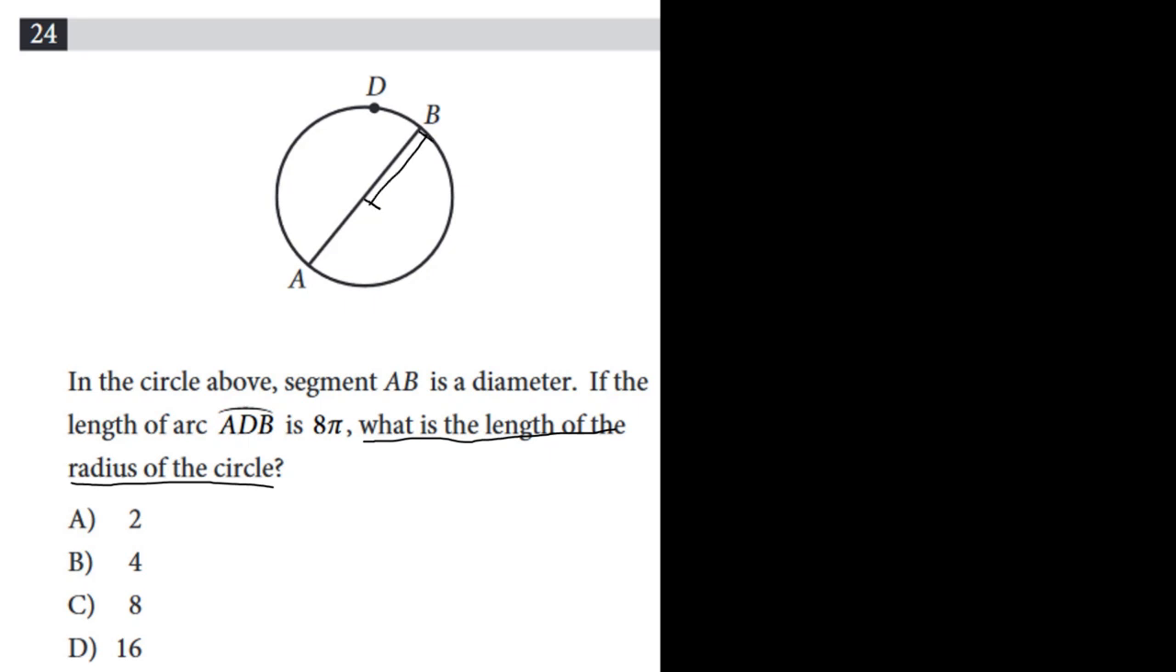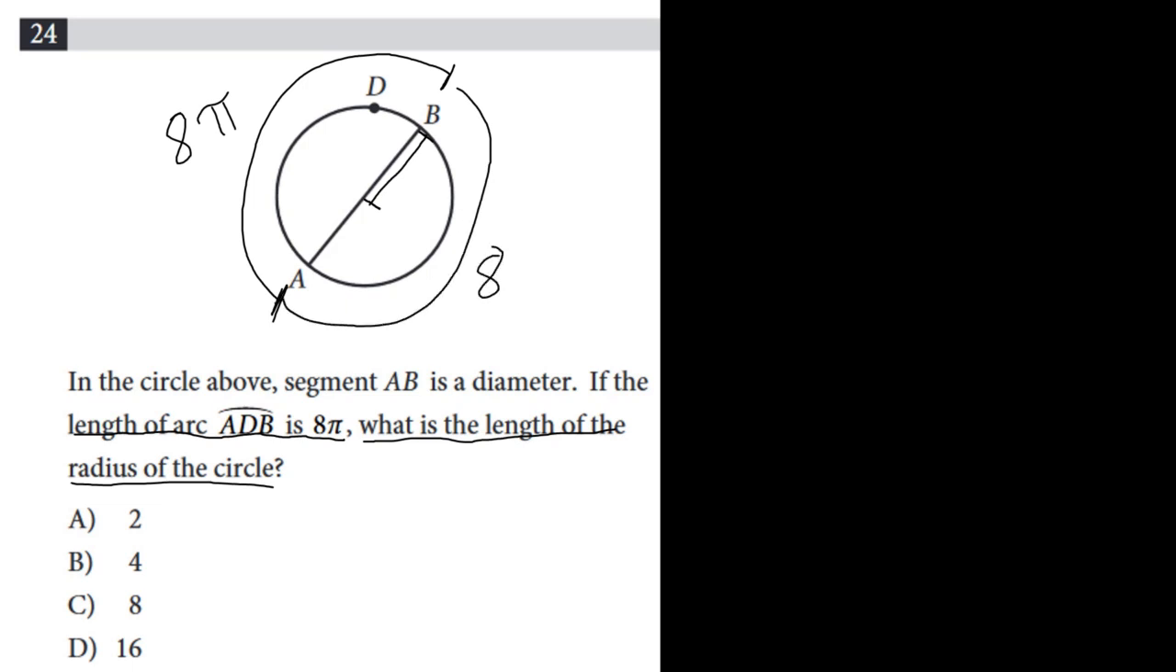It says the length of the arc ADB is 8 pi. So from here to here, we know that the circumference length is 8 pi. And we know that the entire other half would also be 8 pi. And so I know the total circumference is going to be 16 pi. And the question is, do we have a formula for circumference? Well, the answer is yes. Circumference is going to be 2 pi r.